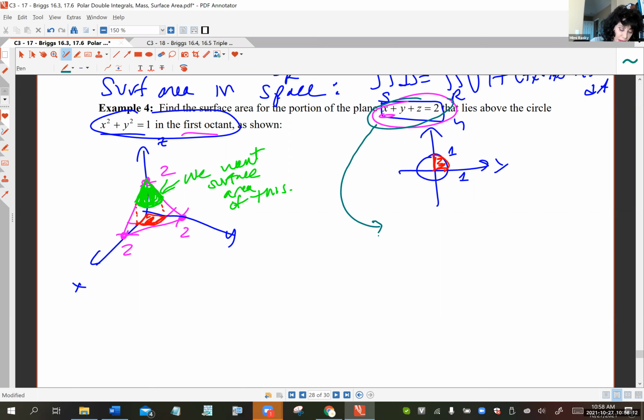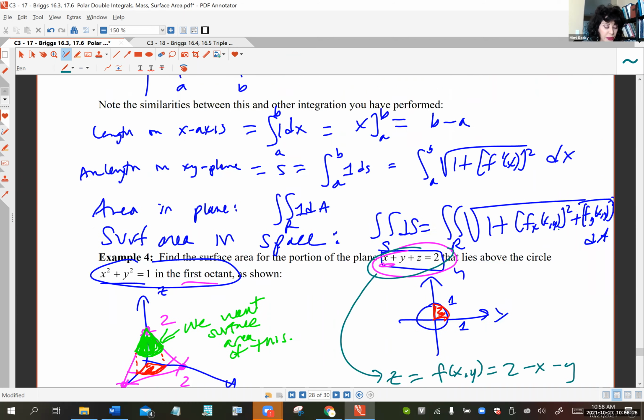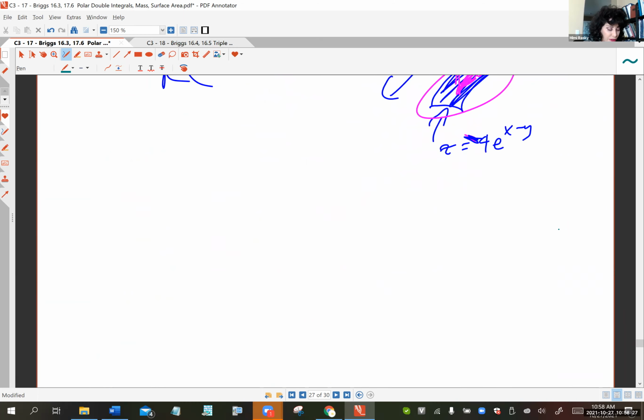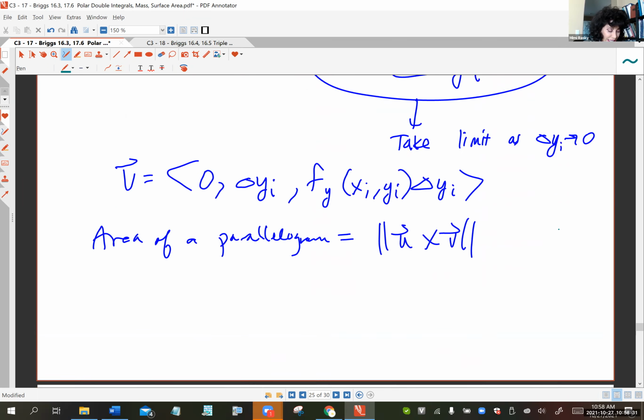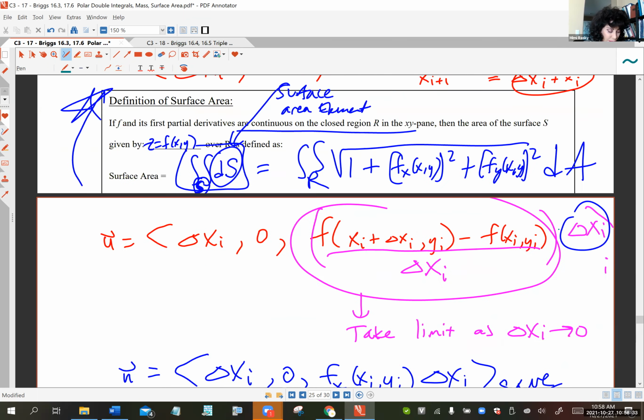Okay, first get the capping surface as an explicit function of x and y. And that's easy by just subtracting the x and the y from both sides of the equation. And why do we do that? Because if you look at the surface area formula, oh dear, it's way up here. Oh, where is it? Oh my goodness, here it is.